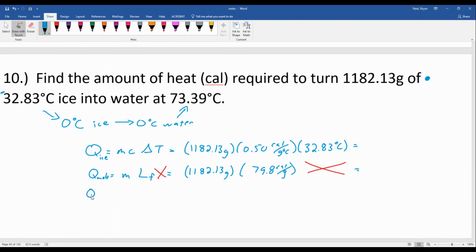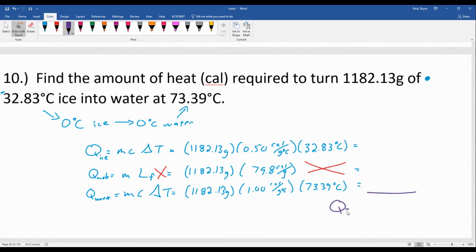And then last part, we have the heat that gets pumped into the water to warm it up. So we've got MC delta T for that one. All right, same mass. Then specific heat for liquid water, which is what we'll be dealing with here, 1.00 calories per gram degrees Celsius. And then the change in temperature from 0 up to 73.39 is in fact just 73.39. And so if we can find each of these three answers, then we can combine them and find the overall total for how much heat this is going to take.